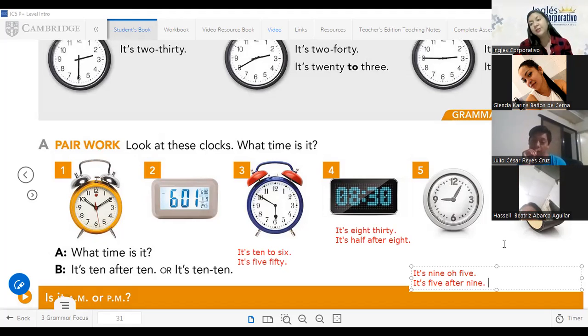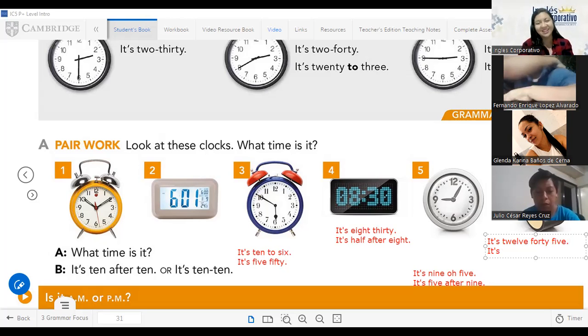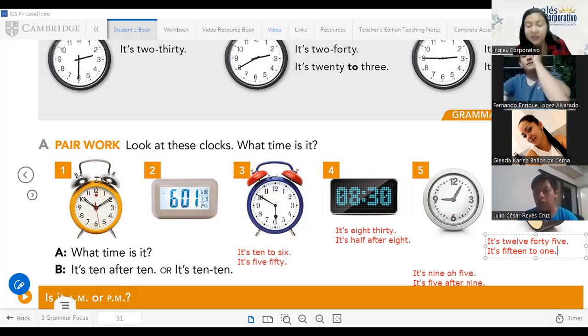Okay. And finally, the last number. It's 12:45. Or it's 35 after 12. No, we cannot say that. But we can say 15 to 1, a quarter to 1. 15 para la 1.